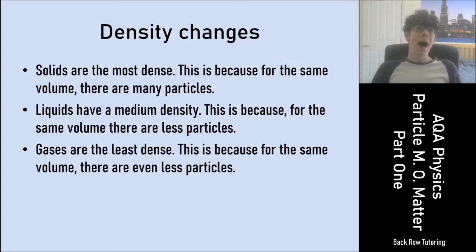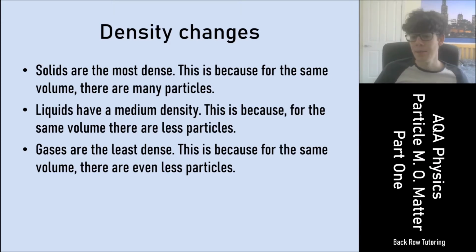So, as particles spread out, they become less dense. And as you've noticed from those diagrams, as you go from solids into liquids, into a gas, the space in between those particles increases. So, that means the density decreases. Solids are the most dense. This is because for the same volume there are many particles. So if you take a volume of something which is in solid form, there'll be a lot more particles in that area than there would be for that same substance if it was a liquid.